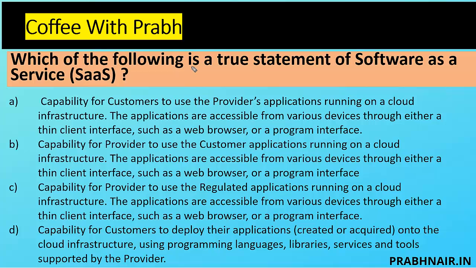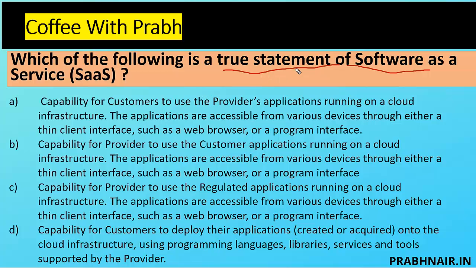So first coffee shot: which of the following is a true statement of software as a service? Now SaaS is where you get a service based on a subscription, where the vendor develops everything and provides us the application in a URL. Office 365, Microsoft, Google, Gmail are examples of SaaS. So the vendor develops the application and provides it on a subscription basis.